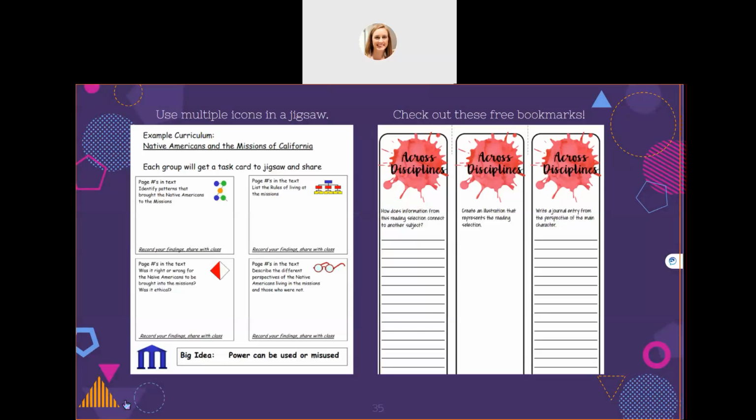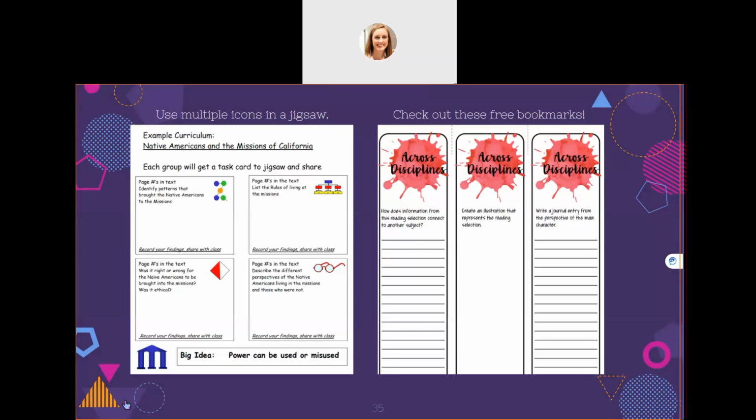So you can combine the icons to really increase thinking. You can pair them with another instructional strategy. We have two activities here and they are linked. So when you go and view the slideshow later, you can actually click and go to these activities. The first one is using multiple icons in a jigsaw.